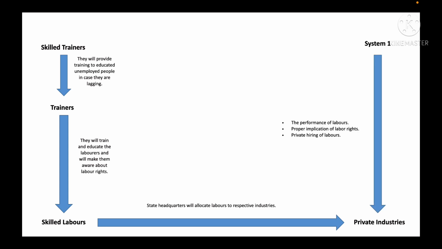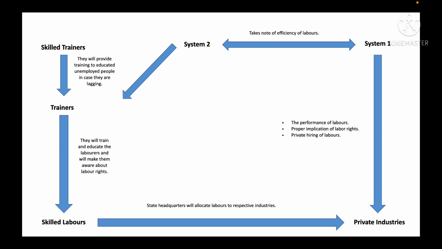A monitoring system will monitor the performance of laborers, proper implication of labor rights, and private hiring of laborers. It will ensure that no private hiring of laborers occur. Another monitoring system will check the first monitoring system and will also check that the trainers are properly educating people. Upon the evaluation of second monitoring system, the trainers will be given due compensation.